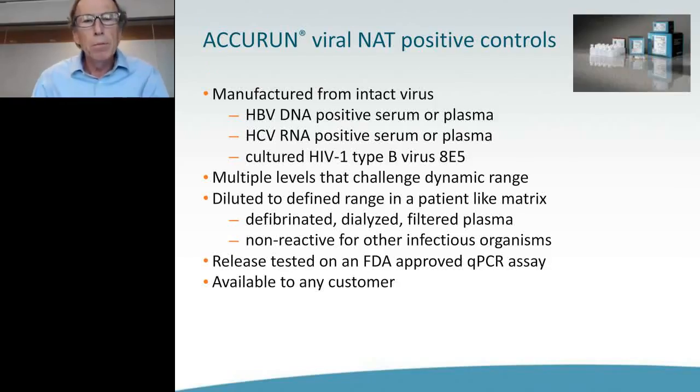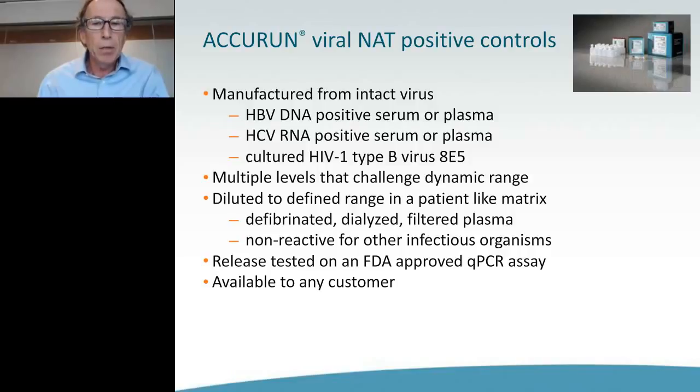Now, our brand of NetPositive Controls, nucleic acid testing positive controls, are the ACCURUN brand. And these are manufactured from intact virus. In the 3 examples we're talking about today, HBV is made from DNA positive serum or plasma, and we dilute it to the proper concentration for the specifications.